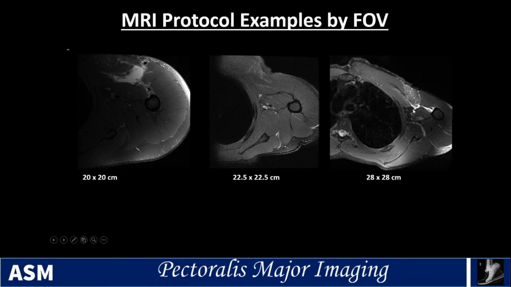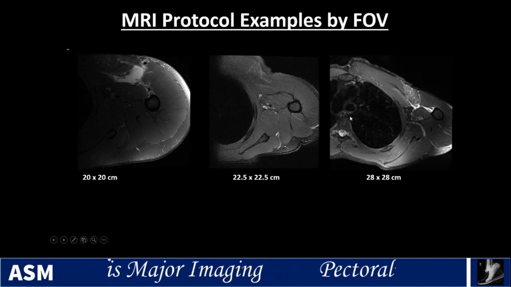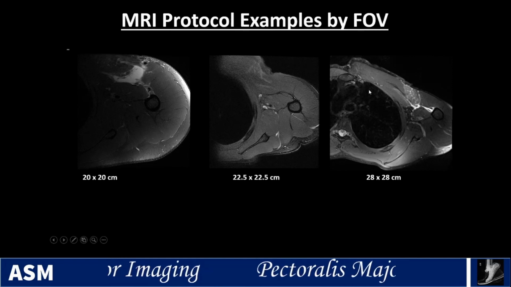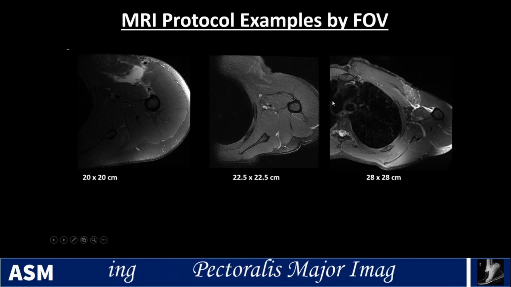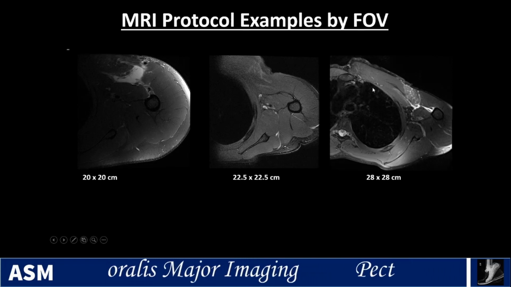And keep in mind that the more you open your field of view, the more incidental findings you may find. So you're going to get a good part of the left lung here that you're going to have to worry about, and some of the mediastinum as well. So if you don't want to find incidental things, you don't want to open the field of view.